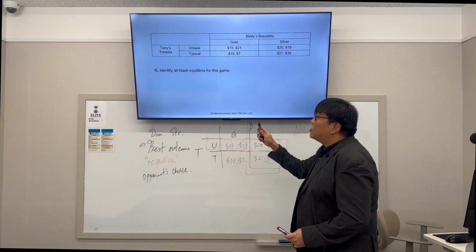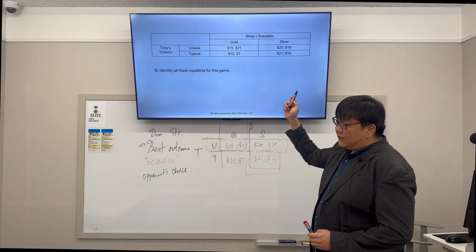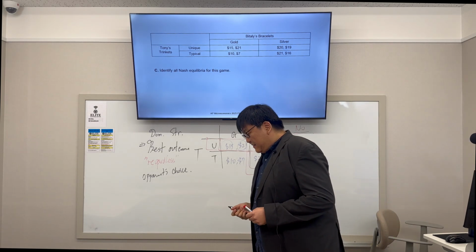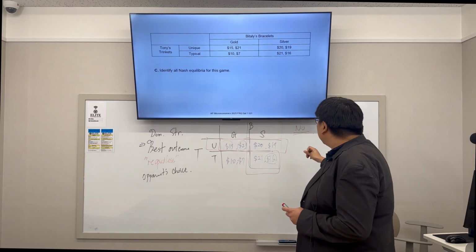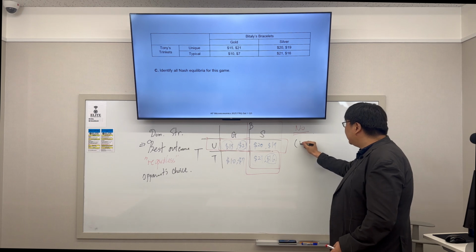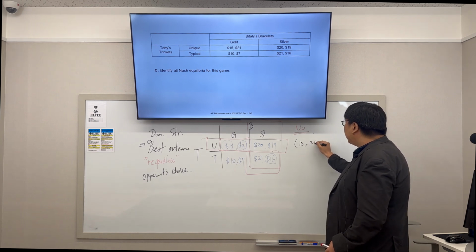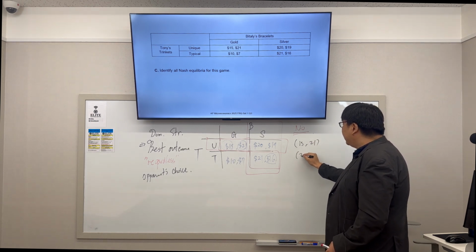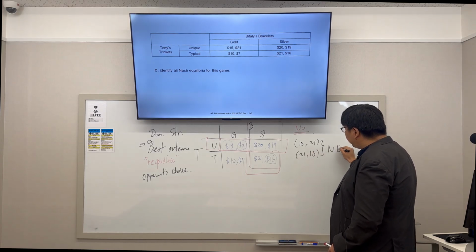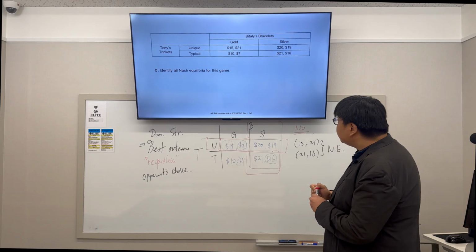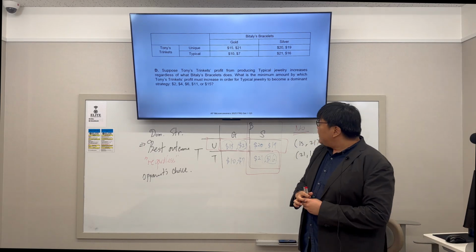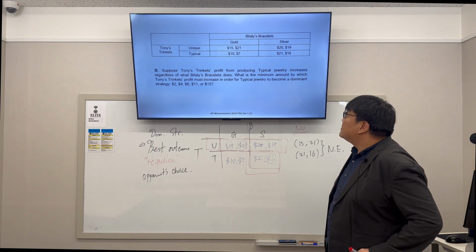And then you don't have to justify your answers for C because there is no written question that says show your work. So the simple answer will be (15, 21) and (21, 16) would be Nash equilibria. And then the next question.